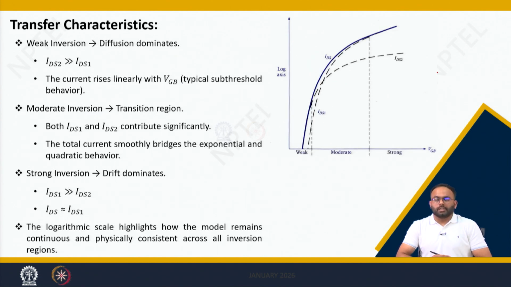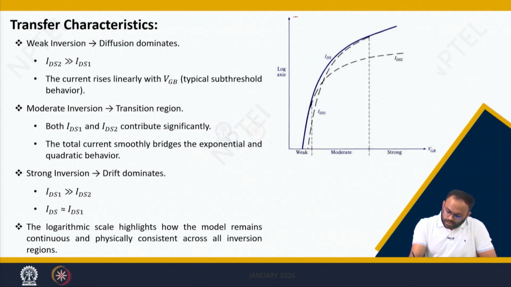Let us analyze the transfer characteristic. In general, the transfer characteristic is plotted between IDS, the output current, with respect to the input voltage or the gate voltage. Let us consider the value of VDB in such a way that the drain side end is in weak inversion and you are in strong inversion at the source side. So this potential is psi S0, this potential is psi SL, and this is VGB.